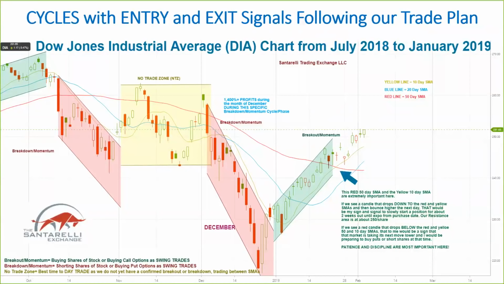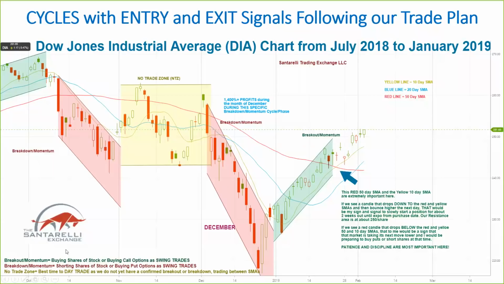Here are the cycles with the entry and exit signals following our TSE trade plan. This is the Diamond ETF, DIA. As you can see here, we have colored in the channels following our trade plan. For the month of December, we made over 1,400% in profits. I just want you to know this for this picture when we come back to it later on in the slide. 1,400% for the month of December while we were in breakdown momentum.